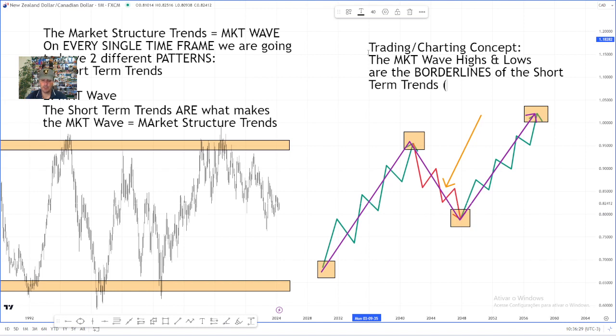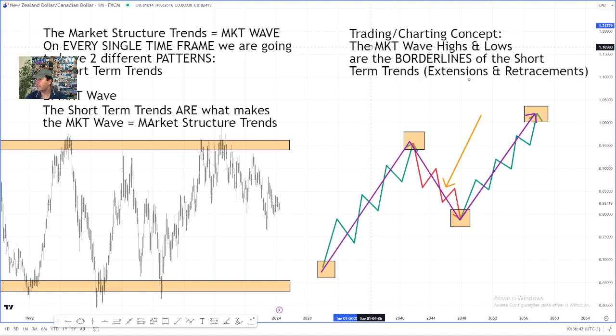And remember, we're talking about extensions and retracements. Okay, something like this. And let me see. There is another way to say, okay, so trading charting concept, the market wave highs and lows are the borderlines of the short-term trends.